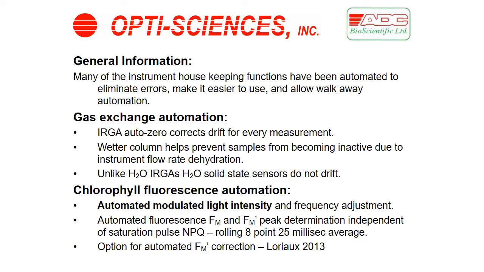General information. Many of the instrument housekeeping functions have been automated to eliminate or reduce errors and make the instrument easier to use and allow walkaway automation. Gas exchange automation includes the IRGA auto zero, which corrects for drift for every measurement. The wetter column helps prevent samples from becoming inactive due to instrument flow rate dehydration. Unlike H2O IRGAs, the iFL has solid state H2O sensors that do not drift over short periods of time, and do not eat lots of battery power. And as far as chlorophyll fluorescence automation, the instrument has an automated modulated light setup to eliminate possible errors.